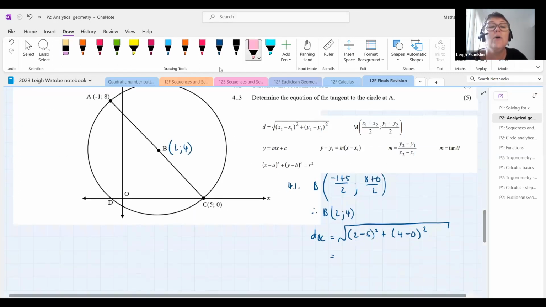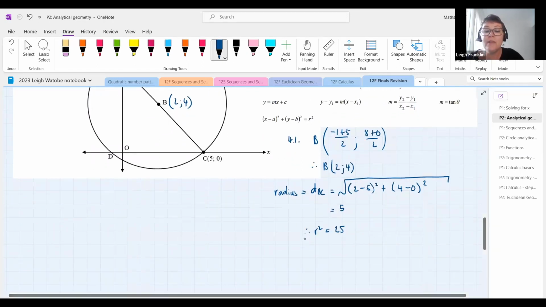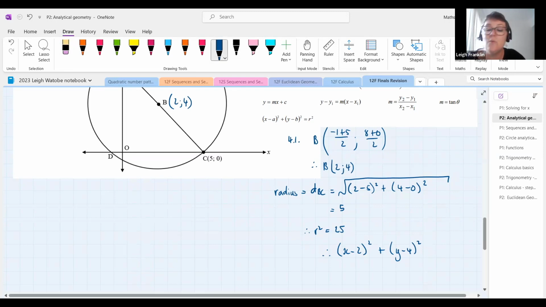Well done. So what I could also do here is say that this is the radius and it is equal to 5. Therefore, r squared would be equal to 25. That means the equation of the circle has to be x minus 2 squared plus y minus 4 squared equals 25.